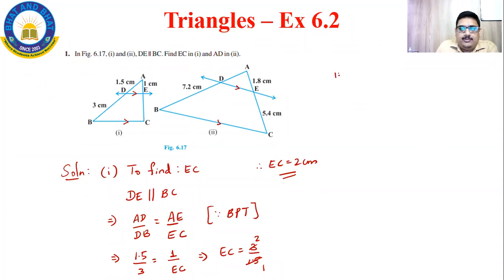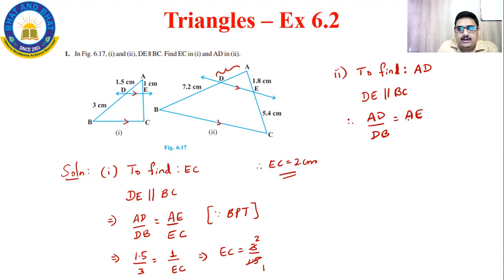So now I will take up the second subpart. In the second subpart, what is to find? They have told us to find AD. AD means this side. Again, we have been given that DE is parallel to BC. Therefore, AD divided by DB is equal to AE divided by EC. Again, the reason is BPT.